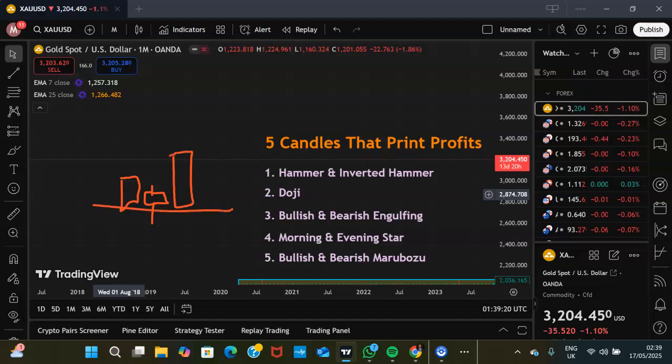Now, mind you, you want to find this bullish version around support areas. So yes, you want to find them around support areas as you expect price to continue higher.